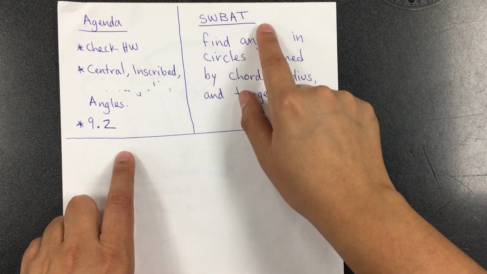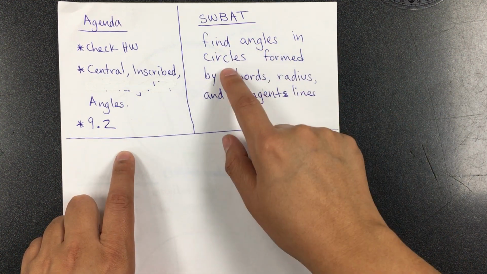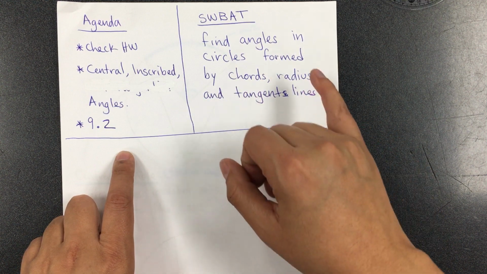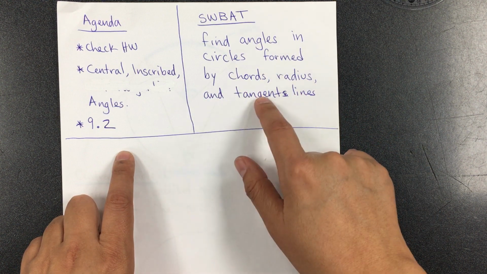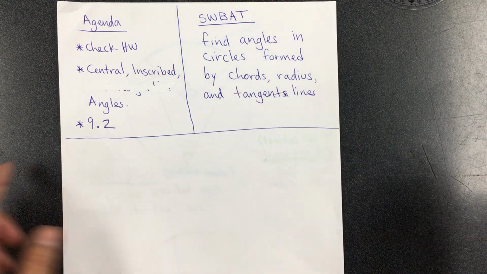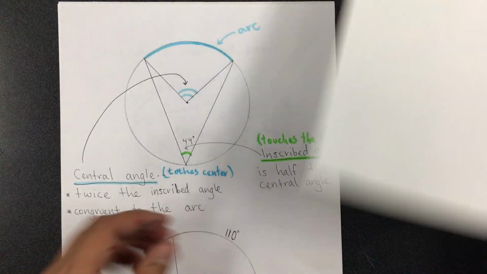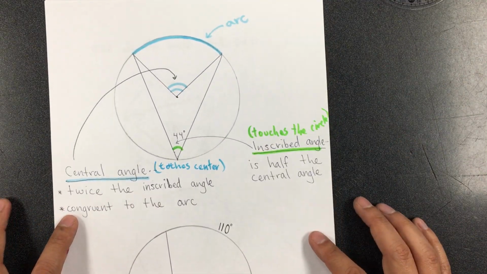Today, students will be able to find angles in circles formed by chords, radius, and it says tangent lines, but those are the ones that we're going to see in the next lesson, okay? So let's start by having some information.